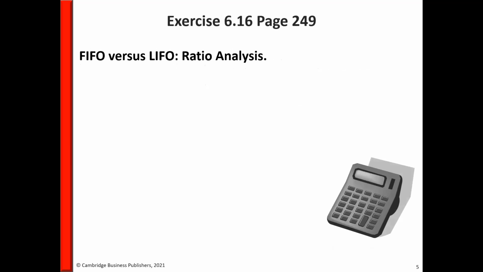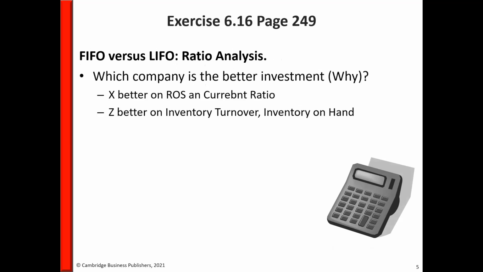Exercise 6.16: you were taking FIFO and comparing it to LIFO when computing ratios. It asked basically which company is a better investment and why. The only difference really between these 2 companies is that one used FIFO and one used LIFO. X looks better on return on sales, and its current ratio looks better too.